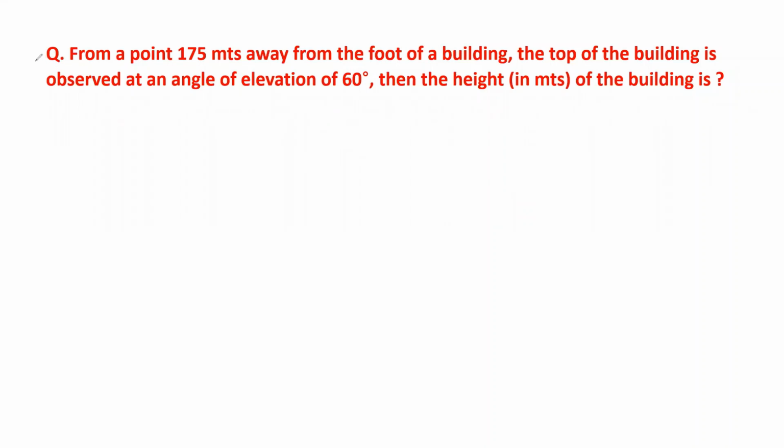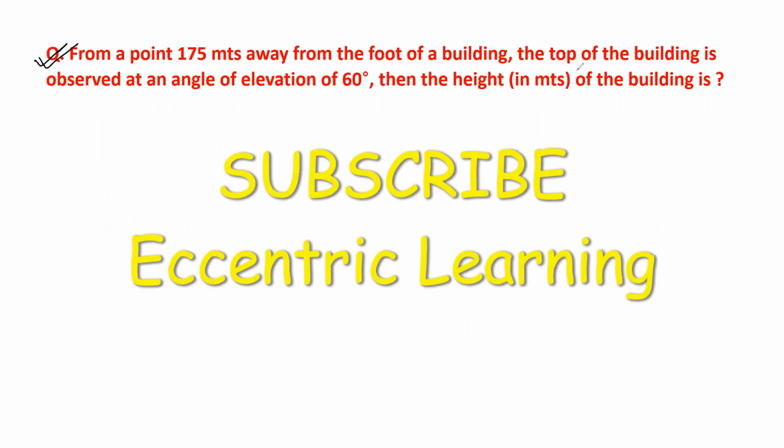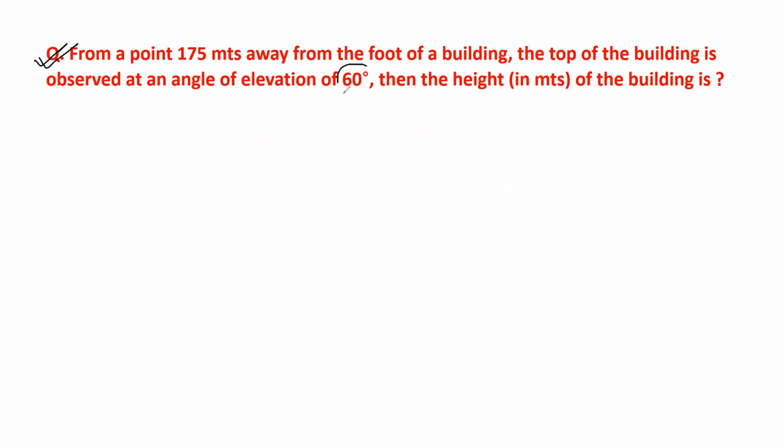Let us begin with this question. From a point 175 meters away from the foot of a building, the top of the building is observed at an angle of elevation of 60 degrees. Then the height of the building is what we need to find.